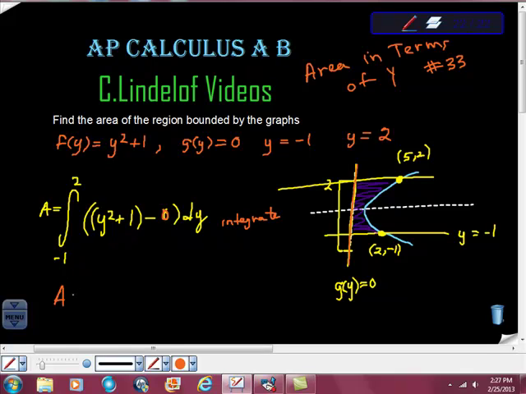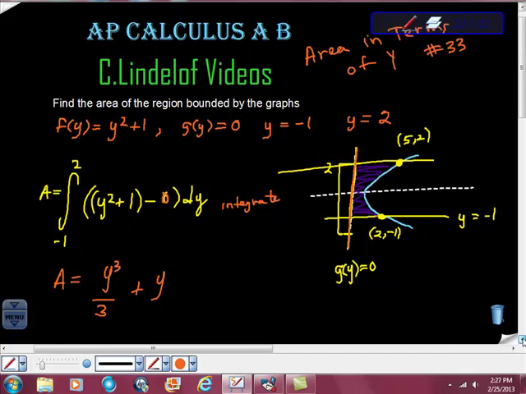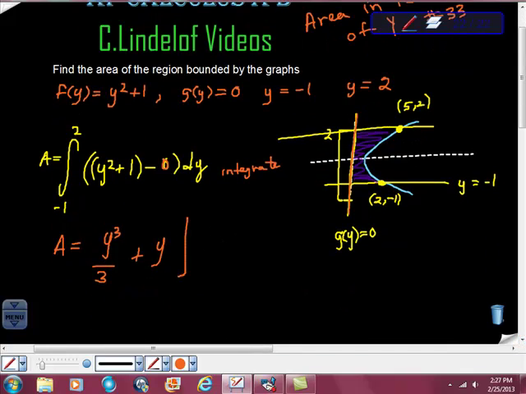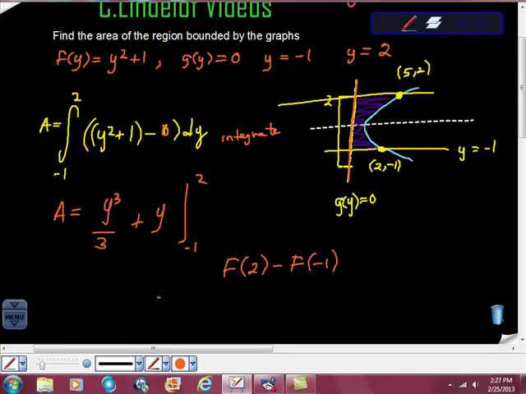So the area is equal to, when I integrate this whole thing, y cubed over 3 plus y, evaluated from negative 1 to 2. I'm going to have to take my f of 2 minus f of negative 1. When I do that work, it ends up looking like this. F of 2 is 8/3 plus 2. This negative sign right here is this one. And this is negative 1/3 minus 1.